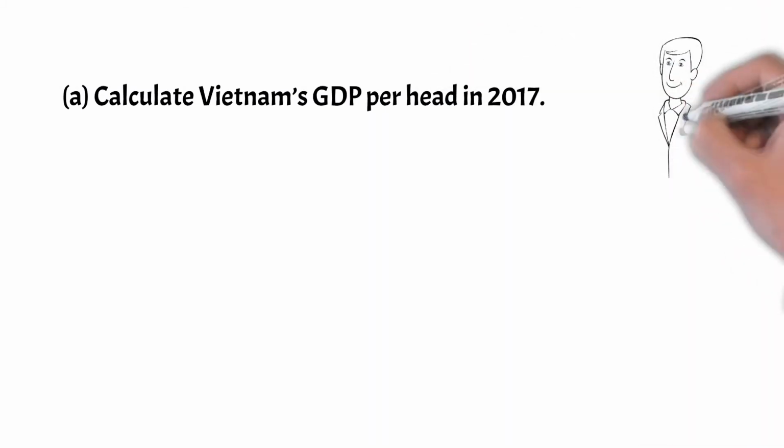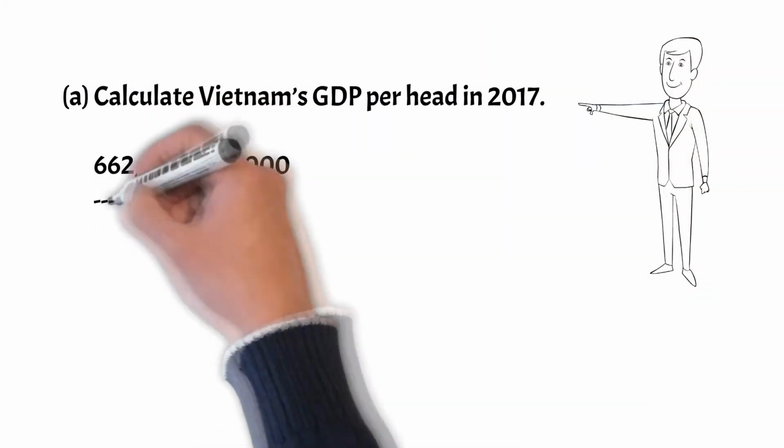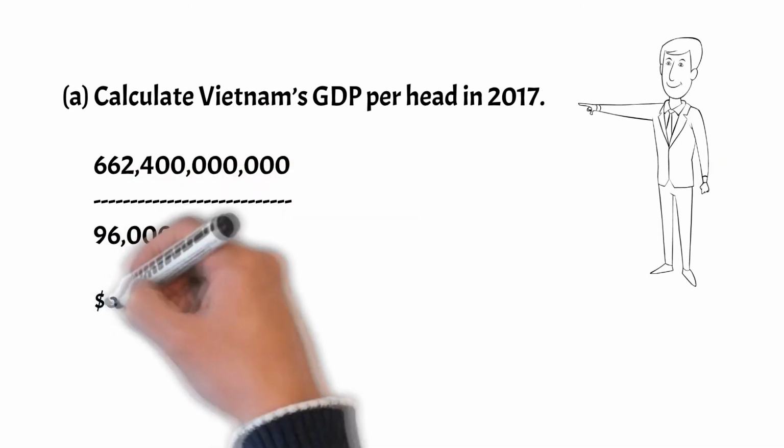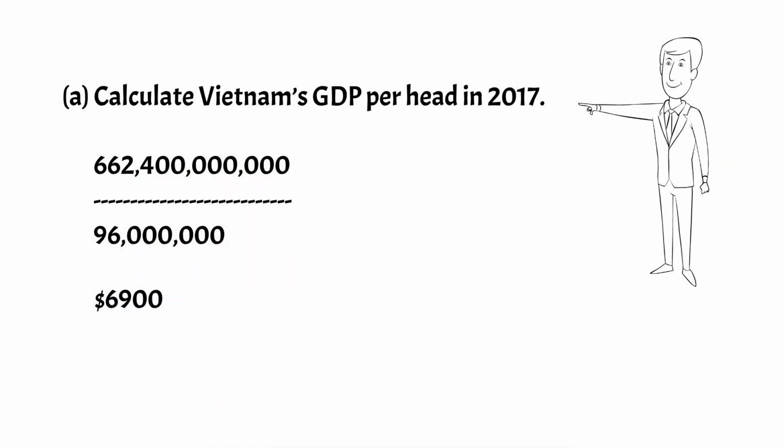The first question. Calculate Vietnam's GDP per head in 2017. Cool. GDP per head, or per capita, is GDP divided by the population. We can see that the GDP in 2017 was $662.4 billion, and the population was 96 million people. So the answer is 662.4 billion divided by 96 million. Make sure to get the units correct. The answer is $6,900. Don't forget to include the dollar sign.